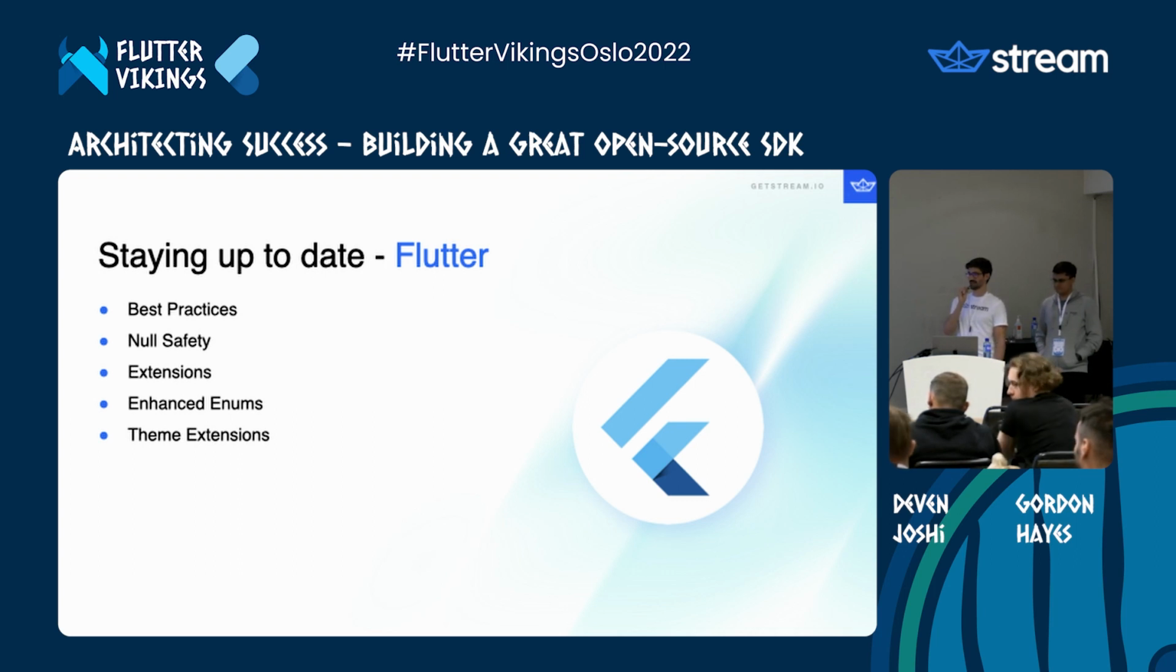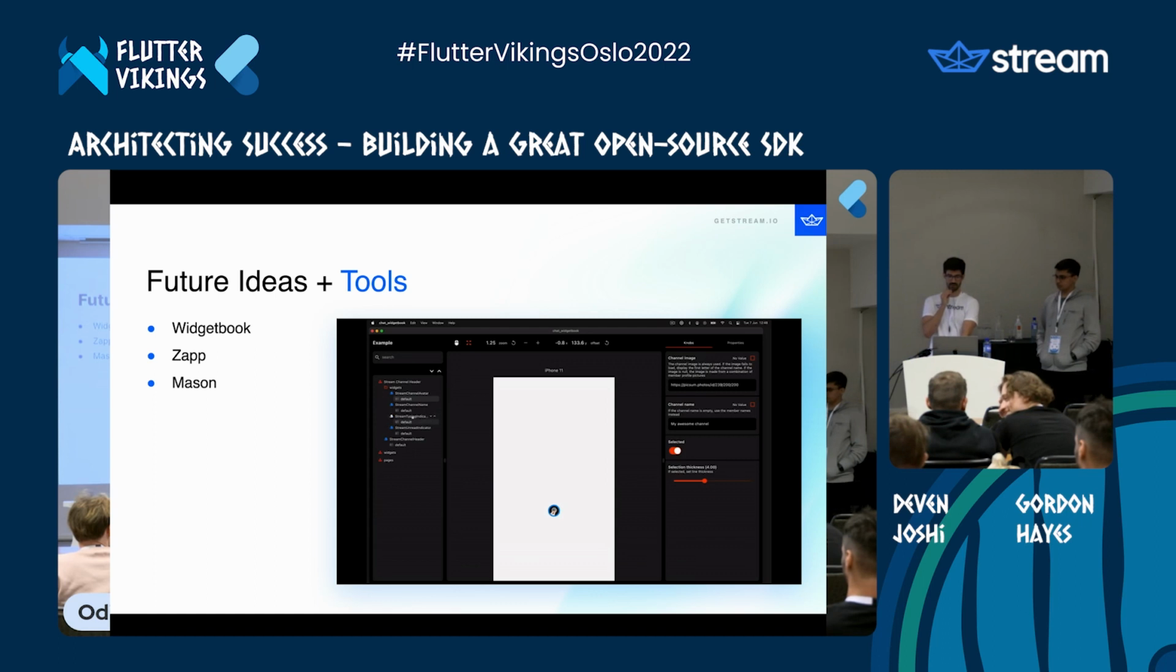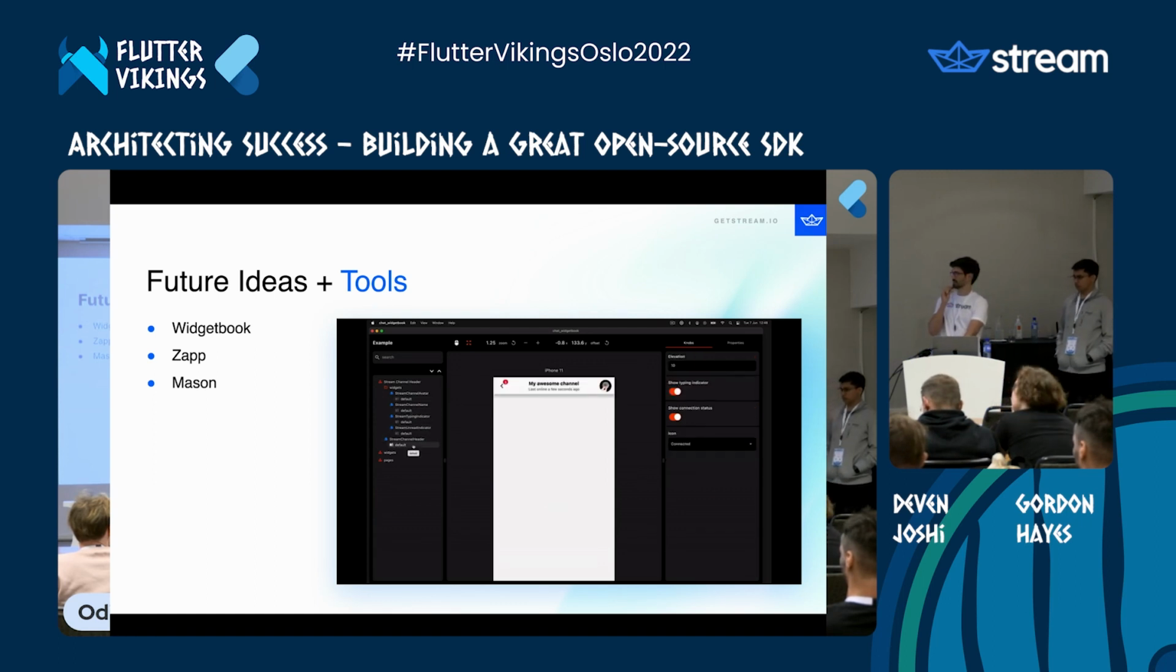Example for us is the new theme extensions that Flutter has. This is a great opportunity for us to improve the theming that we do at Stream for our chat components. And this is something you should always consider: how can you use the improvements in Flutter in your SDK as well. And yeah, this is an example of Widgetbook.